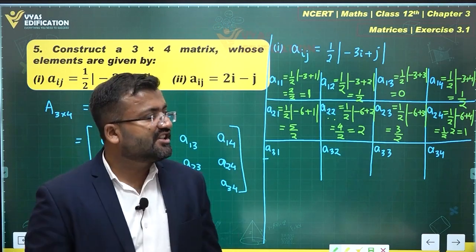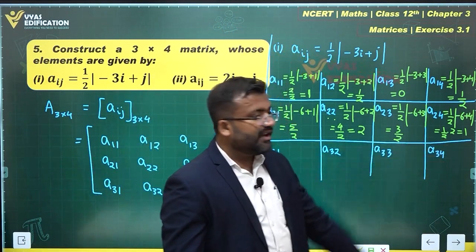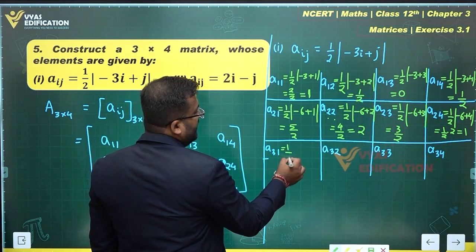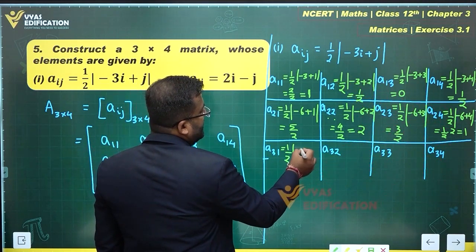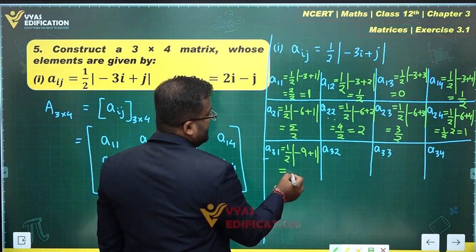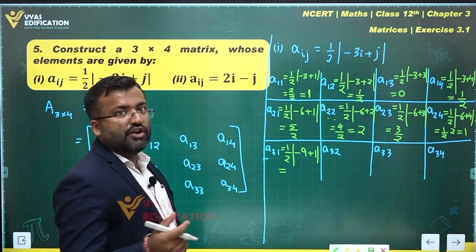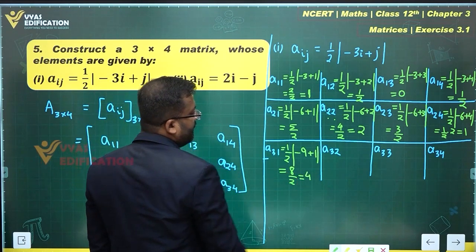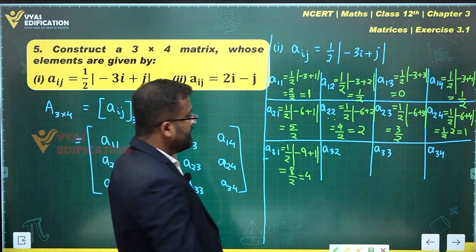The value of modulus is 2. 2 over 2 is simply 1. This is what you get. A31 is 1 by 2 modulus of minus 9 plus 1. What is this? This is actually minus 8. Modulus of minus 8 is 8 by 2, which is simply 4. What happens in case of A32?